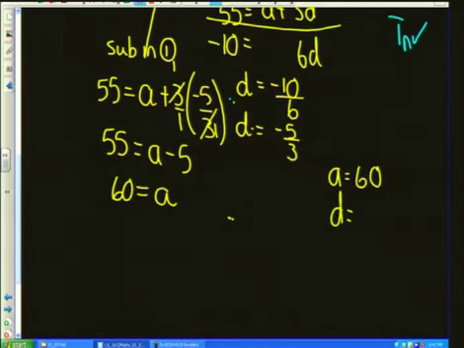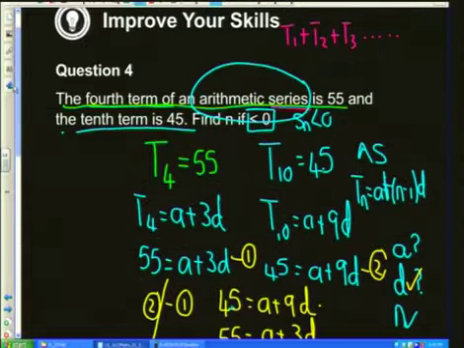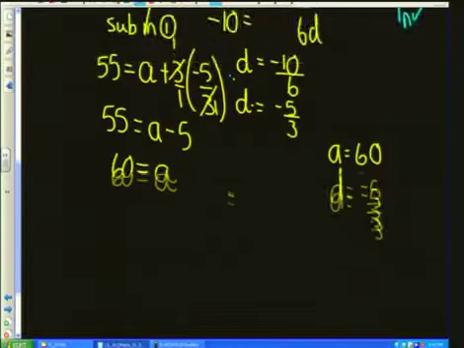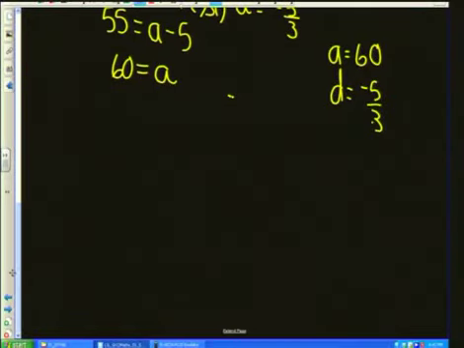D is negative 5/3. And I need to go back and just make sure I've answered the question. Always check that, because you can sometimes get carried on. We haven't. It said find n if Sn is less than 0. So let's go to the actual thing now. They want Sn less than 0. Right, so now they're solving for n.